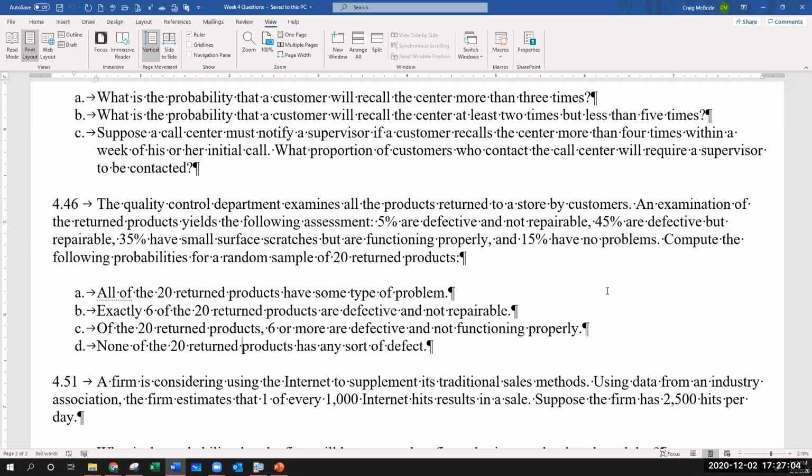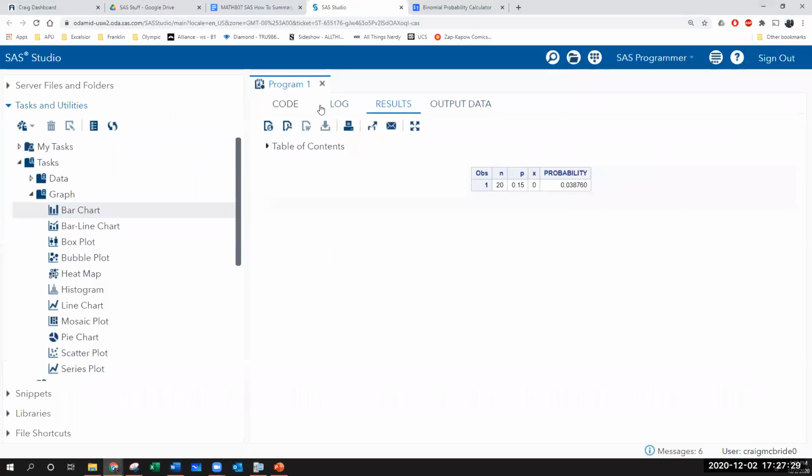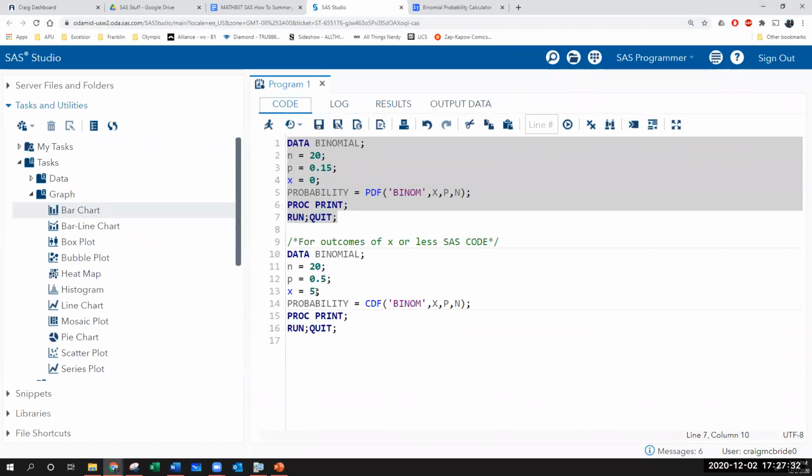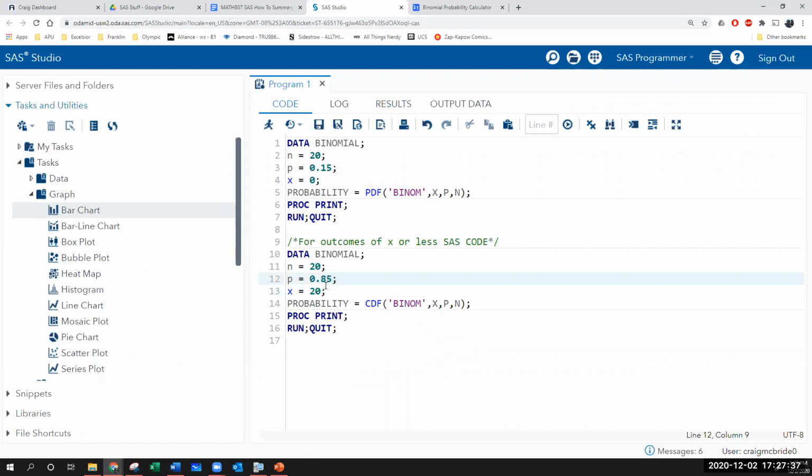Yeah. I mean, has no problems, to me, that's the only one that doesn't have any sort of defect. And if we look at everything else, that is 85%. None of the 20 has any sort of defect. So if we did it the other way, it is really close to 0. If you do all 20 of them, and this is 0.85, and then we do 1 minus that.